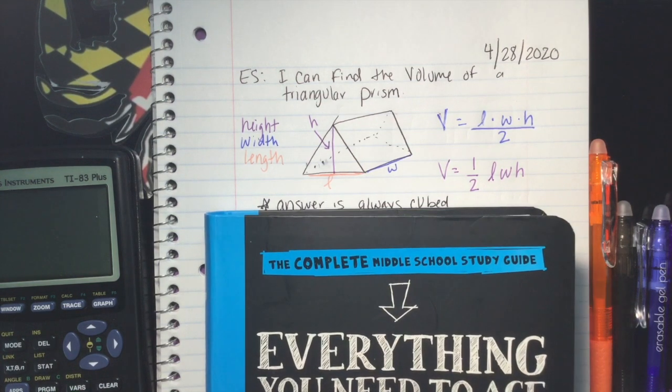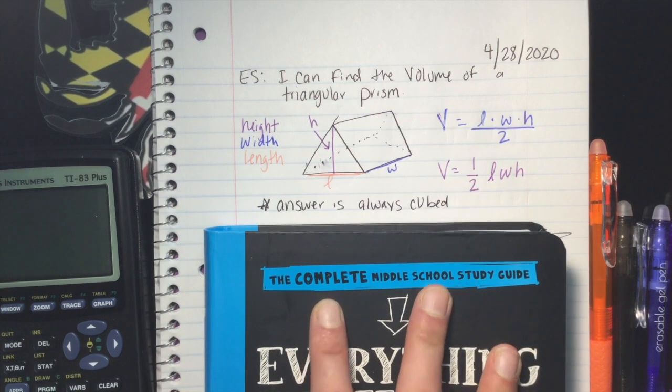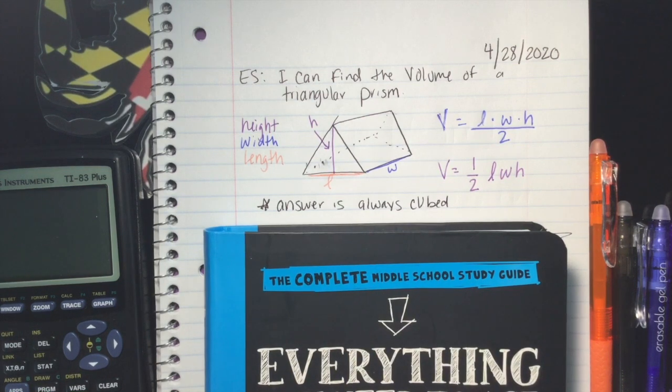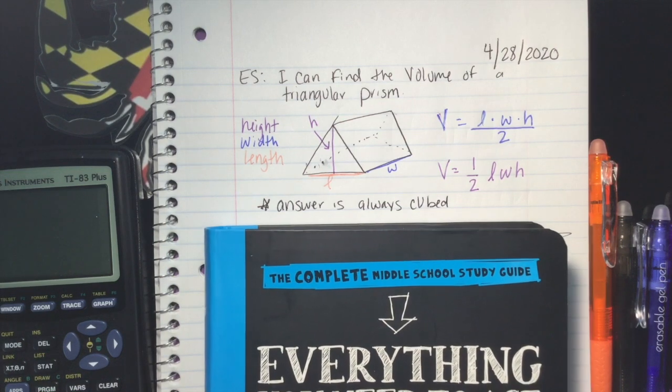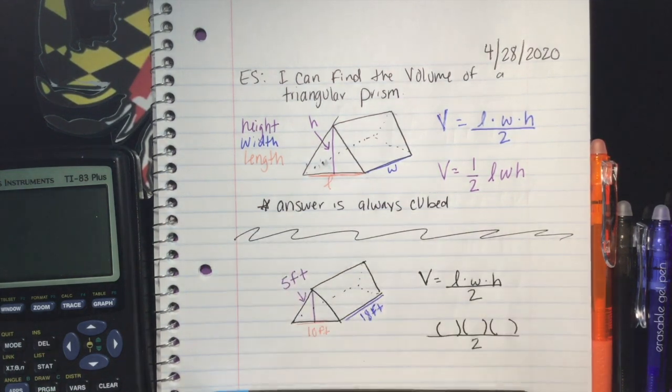And you'll see them if you're looking at other videos in different ways as well, so that's why I wanted to show it. Also, key to note that your answer is always cubed. So if it's 15 feet, it's 15 feet cubed, because you have 3 dimensions. Okay, let's get into some examples here.